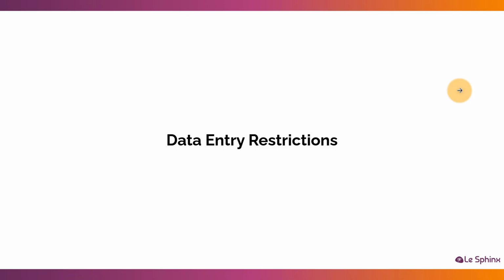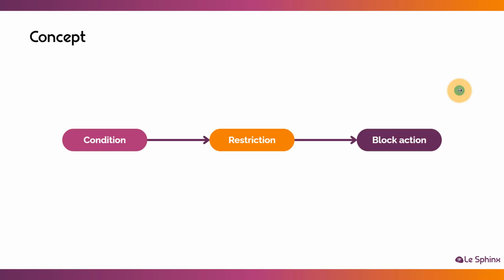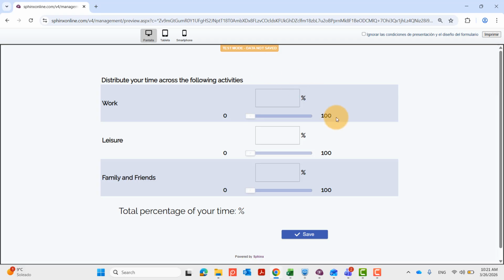In this tutorial, we will learn how to apply data entry restrictions to control how respondents answer a survey. We will use a simple example where the total of several answers must equal 100 and respondents cannot continue unless the condition is finally met. Let's start by looking at the final result.